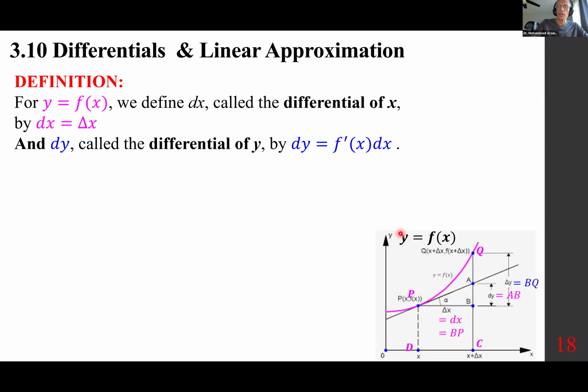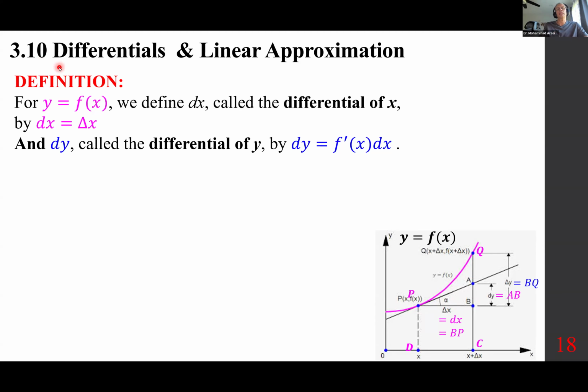So first and foremost, you have a curve y equals f of x. The point P has coordinates x comma f of x. We go a distance of delta x, and we get to the point Q on the curve with coordinates x plus delta x, f of x plus delta x. As we move from P to Q, it gives us a run and a rise.